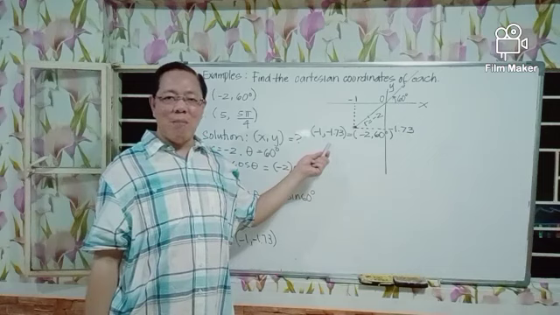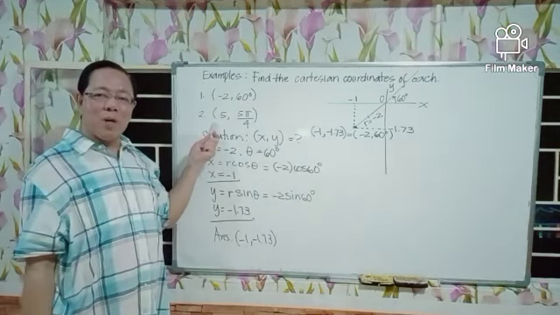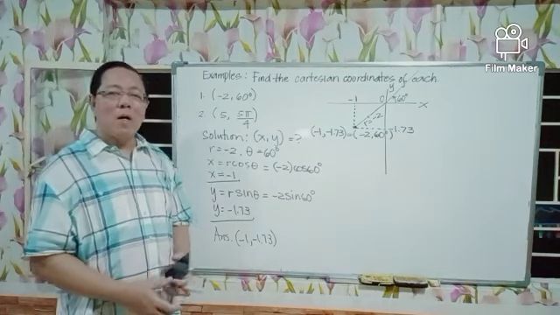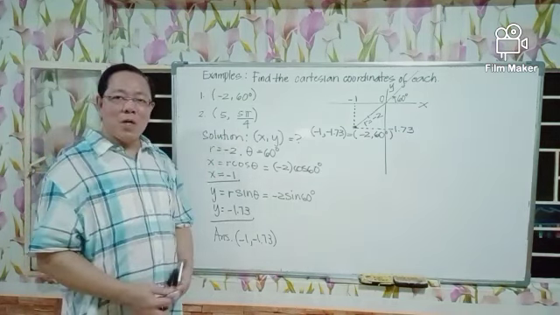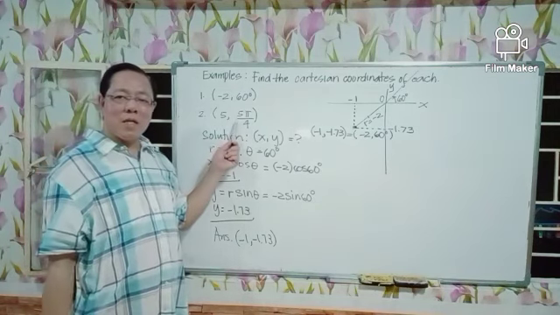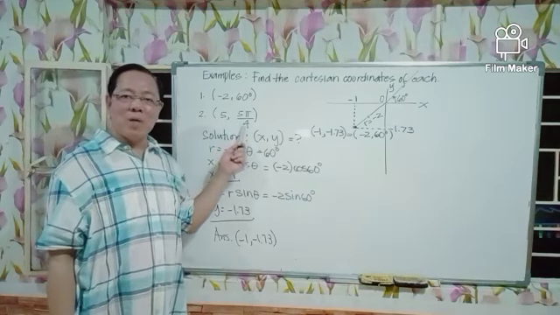We now answer number 2. We find the Cartesian coordinates of this point with polar coordinates 5 and 5 pi over 4, where r, the radial coordinate of this point, is 5. And the angular coordinate is theta, denoted by theta equals 5 pi over 4.